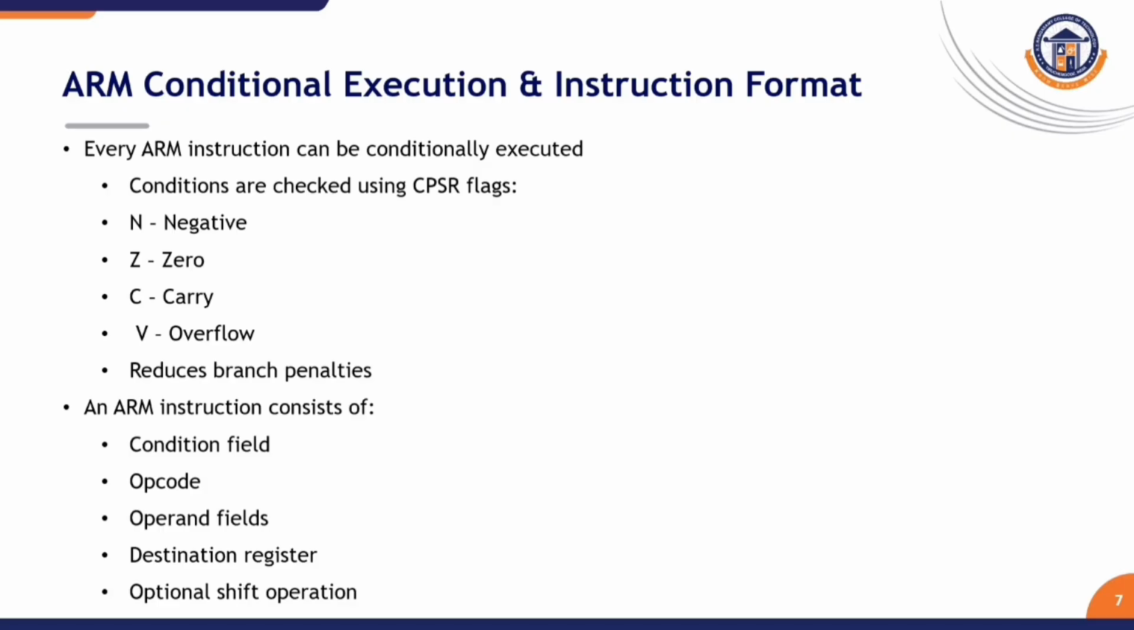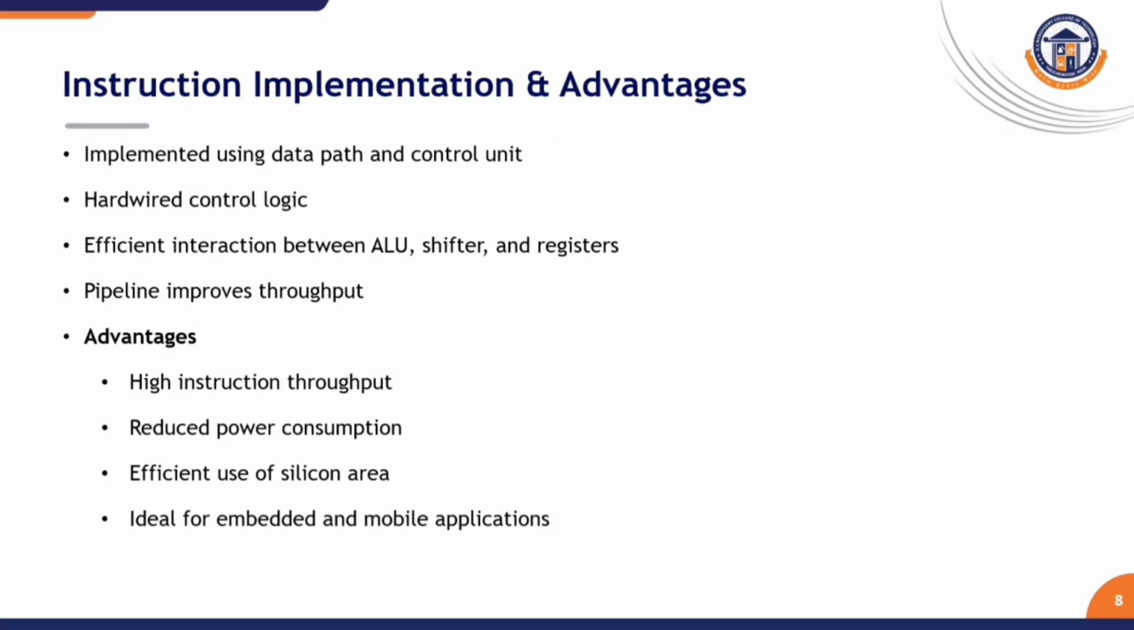The next one is ARM instruction format. The ARM instruction consists of a conditional field, opcode, operand field, destination register, and optional shift operations. The next one is instruction implementation and advantages. ARM instructions are implemented using a data path and control unit. Implementation highlights: hardwired logic, efficient coordination between ALU, shift registers and registers. Advantages: high instruction throughput, reduced power consumption, efficient silicon area usage, excellent performance for embedded and mobile systems. Pipeline execution plays a major role in achieving these benefits.